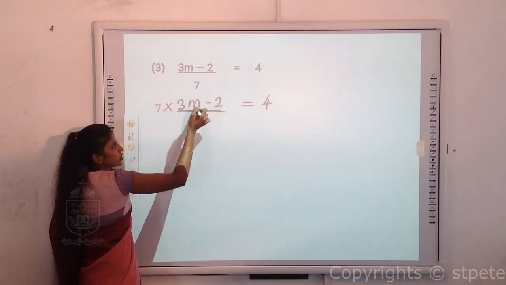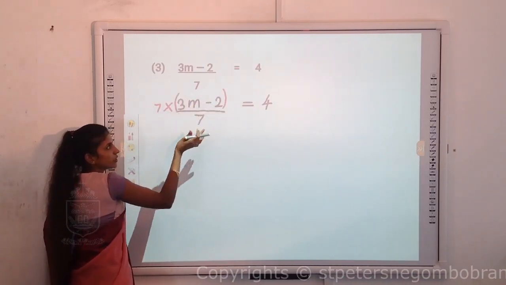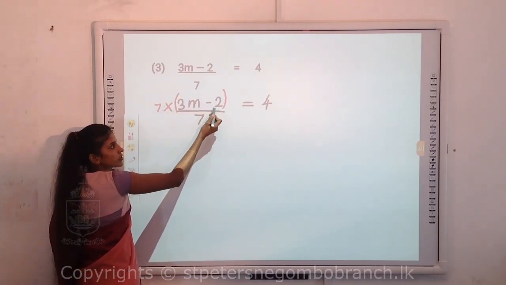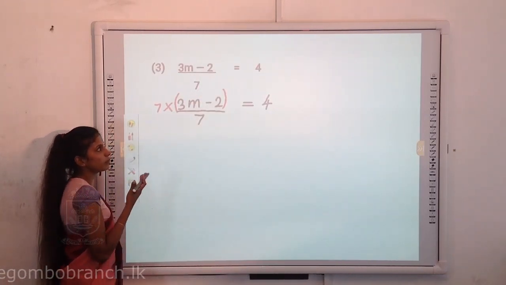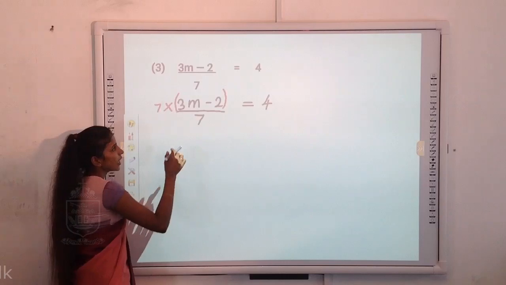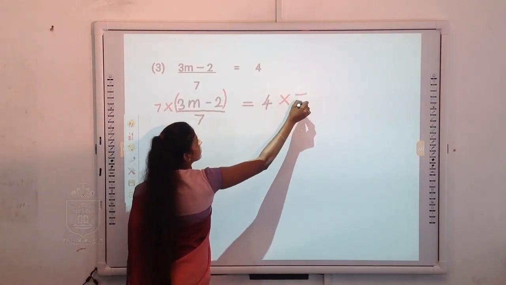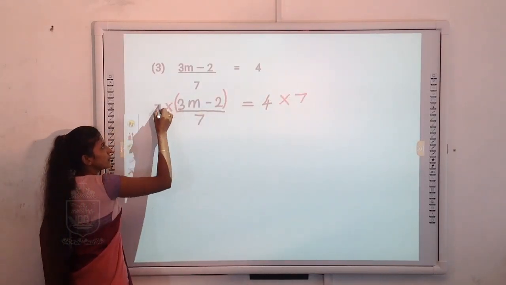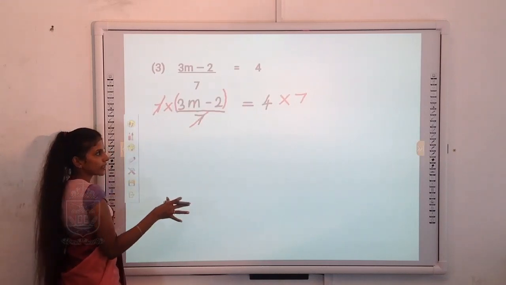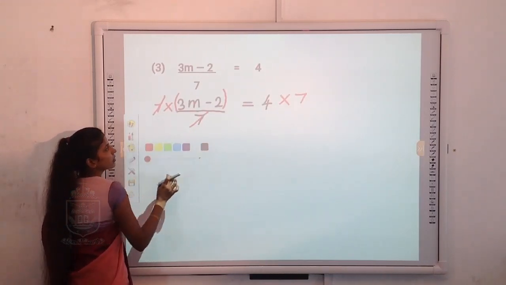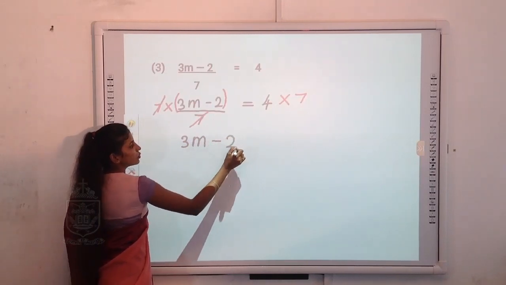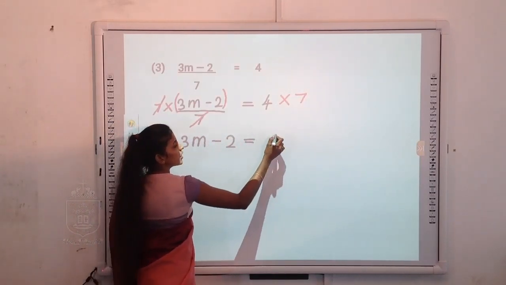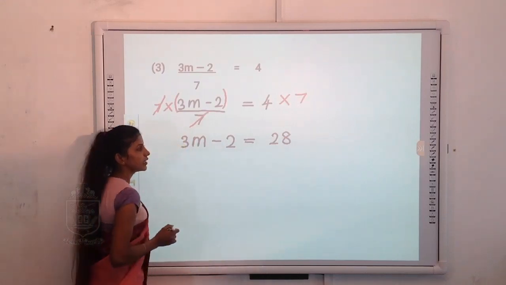This whole expression is multiplied. This whole expression, there are two terms. Both the terms are multiplied by 7. That's why I put the bracket here. And this side is also multiplied by 7. So this 7 and 7 will cancel. What is remaining? 3m minus 2 equals 7 times 4, answer is 28.